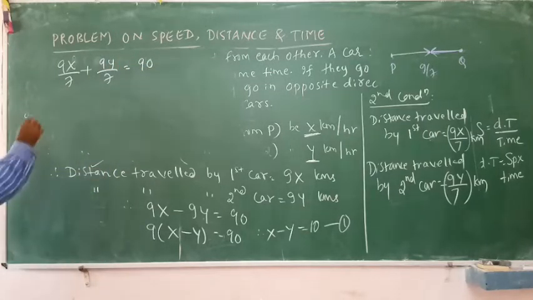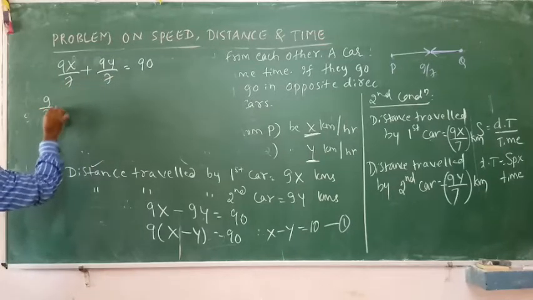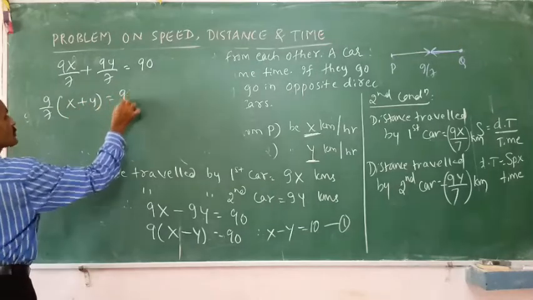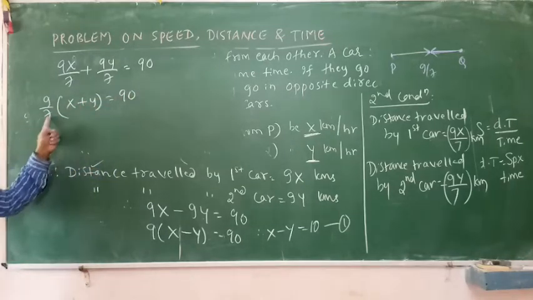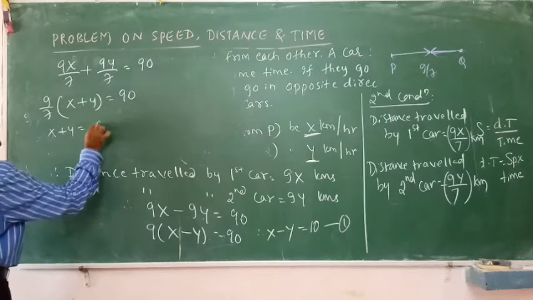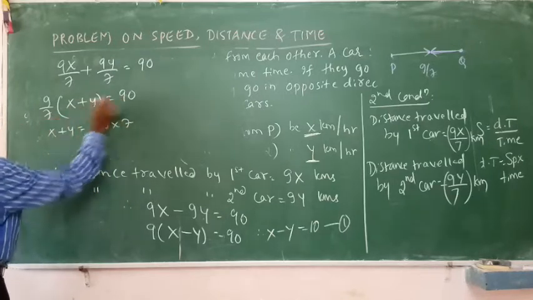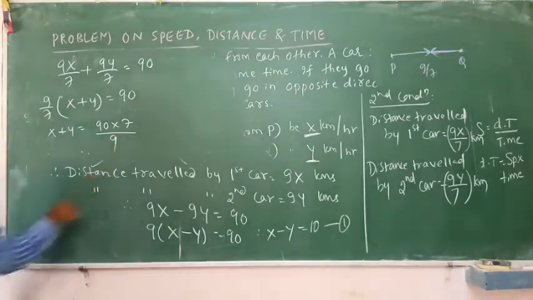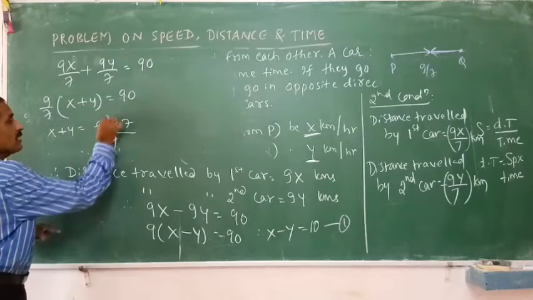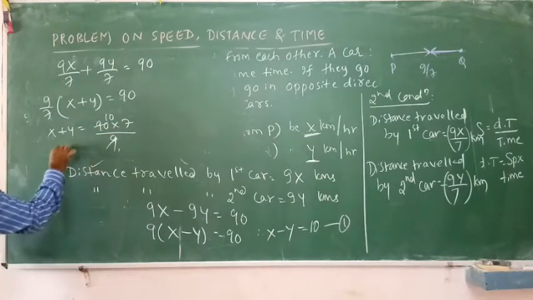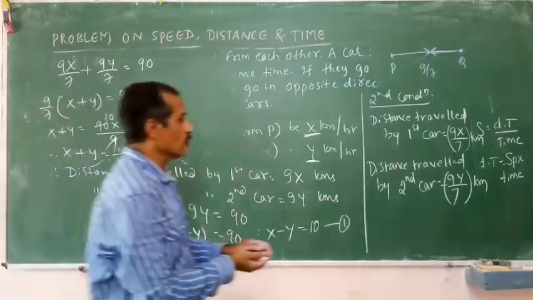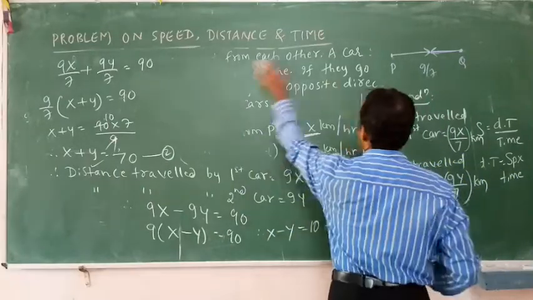I can take 9 by 7 as common. 9 by 7 is common into bracket x plus y is equal to 90. I will cross multiply this. I can write x plus y is equal to 90 into 7 divided by 9. 90 into 7 cross multiplied, divided by 9. 9 tens are 90, so we got a new equation. Therefore, x plus y is equal to 10 into 7, which is 70. Equation number 2.